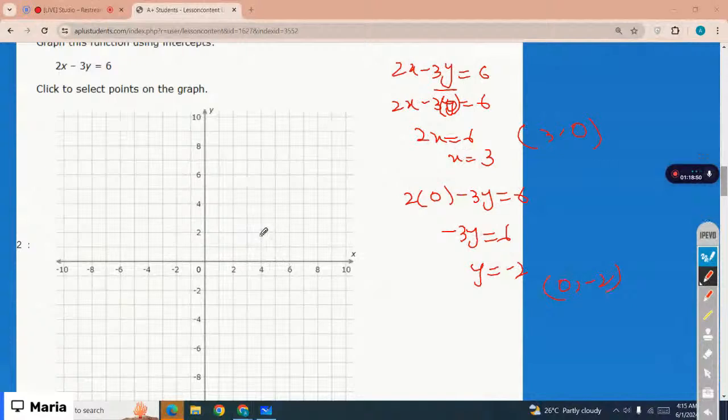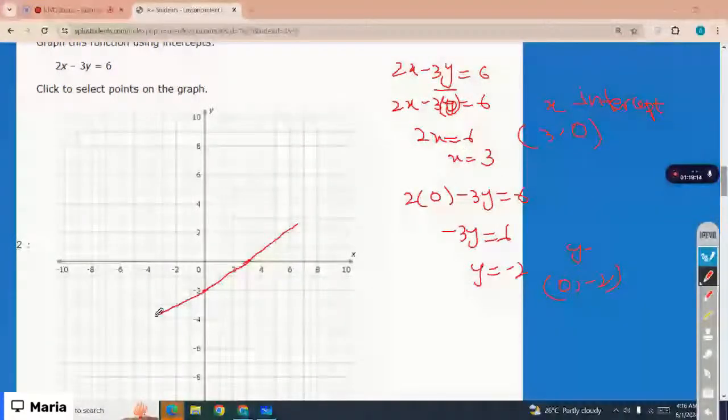Just plot these. This is the x-intercept. This is the y-intercept. Here x is 3, y is 0. And 0, -2: x is 0, y is -2. Join the points and make a straight line. That is the graph of the equation.